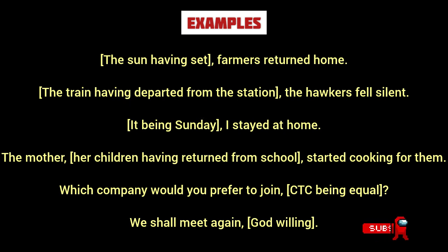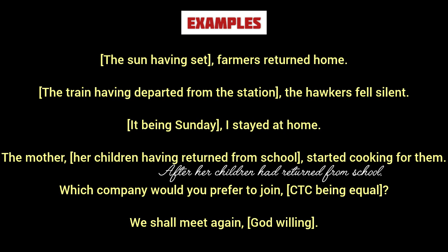The absolute phrase may occur in the middle of the sentence as well. The mother, her children having returned from school, started cooking for them. Her children having returned from school is the absolute phrase here. It consists of the noun children and the perfect participle having returned and the prepositional phrase from school. It indicates the reason why the mother started cooking for them. Her children having returned from school means after the children had returned from school.